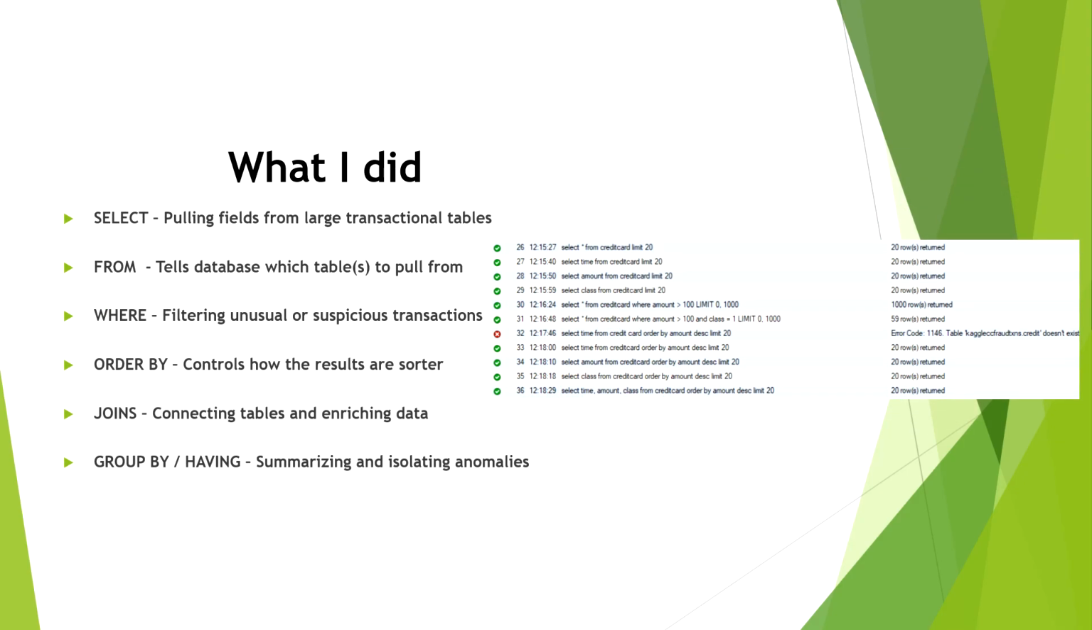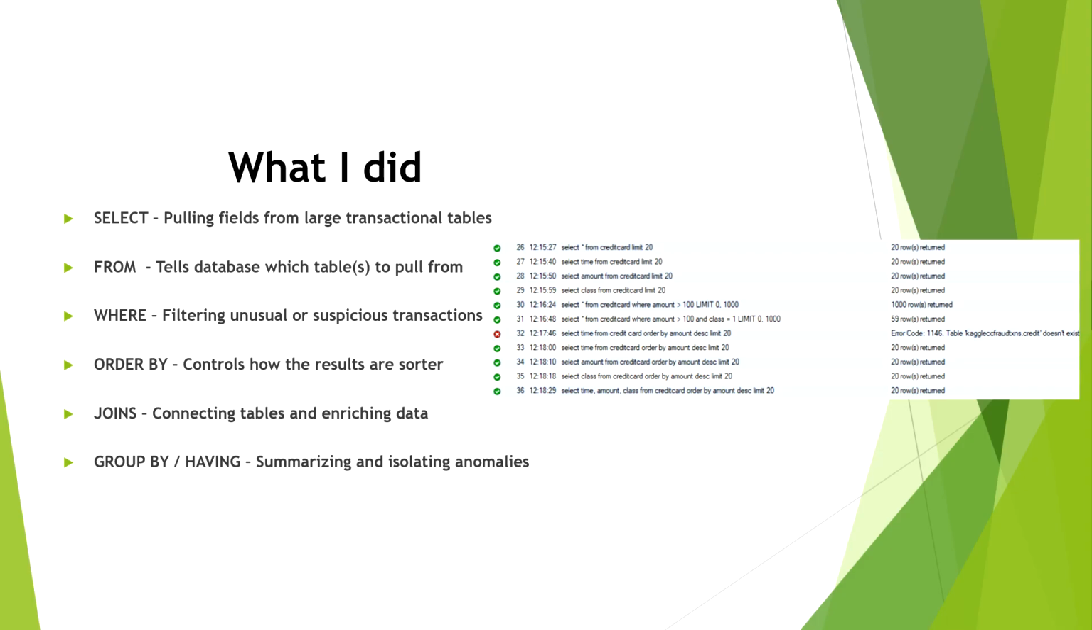Throughout this project, I practiced several SQL commands that helped me explore the data from different angles. Select, which helped me choose the specific information I wanted to see. From, which told SQL where to get that information. Where, which allowed me to filter out only the transactions I wanted to examine. Order by, which helped me sort and organize those results. Group by, which let me group similar records together, like fraud versus non-fraudulent transactions.